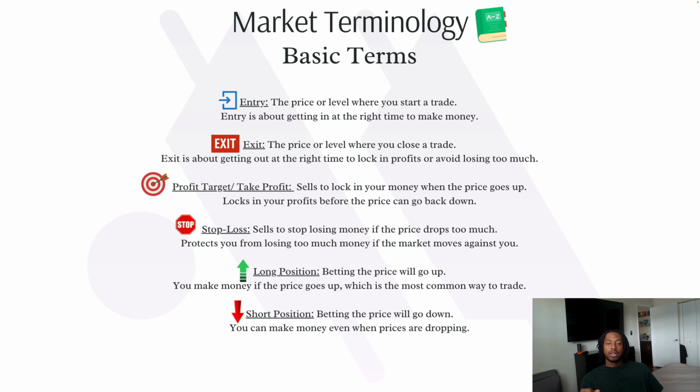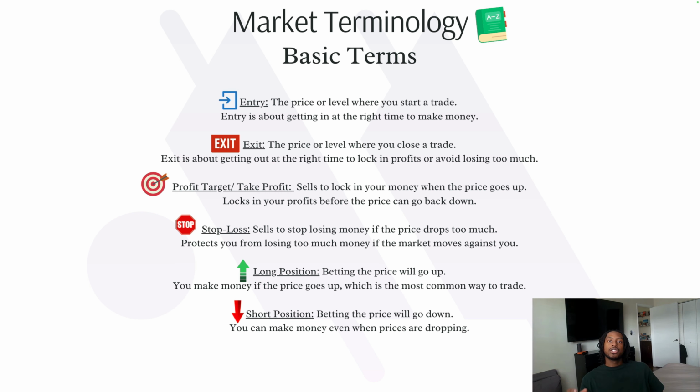Then we have stop loss. Your stop loss is your insurance and it stops you from losing so much money. It is the point of invalidation when your setup or your edge is deemed invalid. That's the earliest point at which we know that this is not going to work out and we minimize our loss.